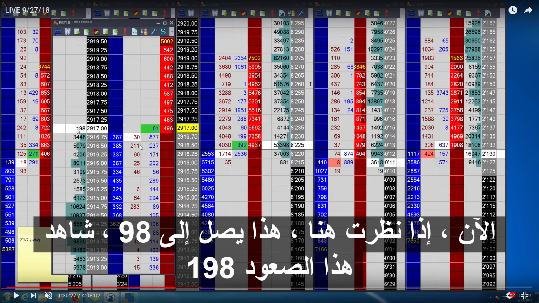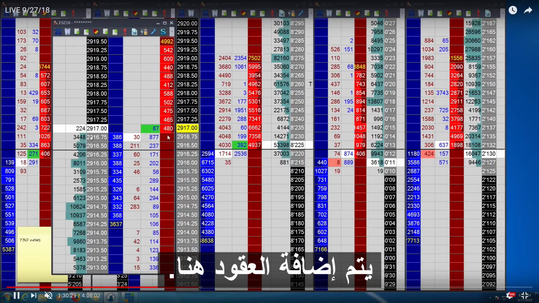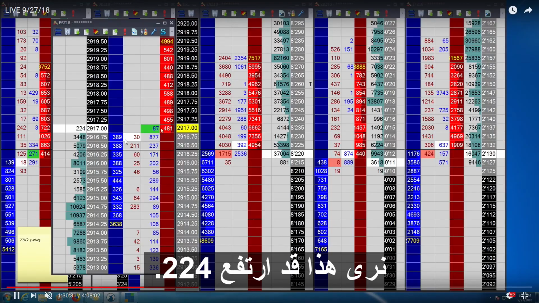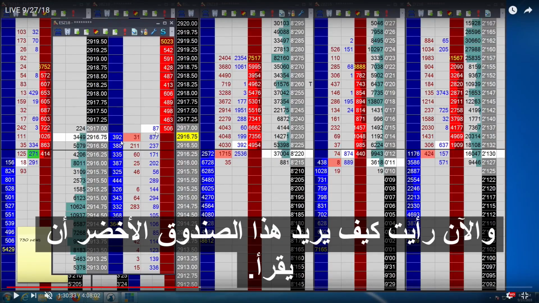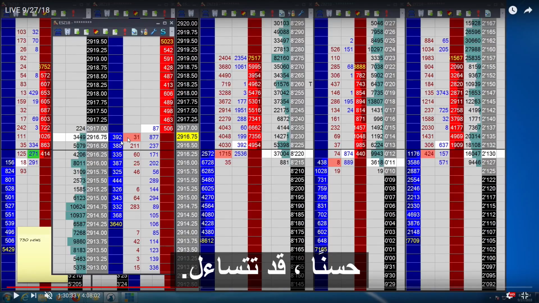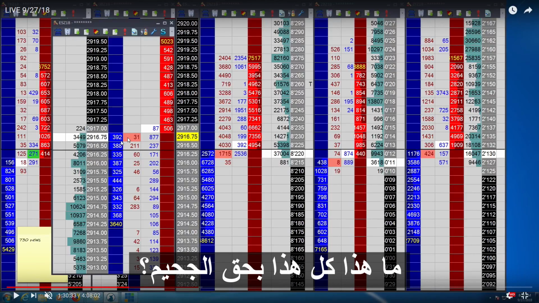So now if you look over here, this went up to 98. Watch this 198 climb as contracts are being added here. See, this has gone up to 224. And now you saw how that green box went to red. Okay? You may be wondering what that is all about.